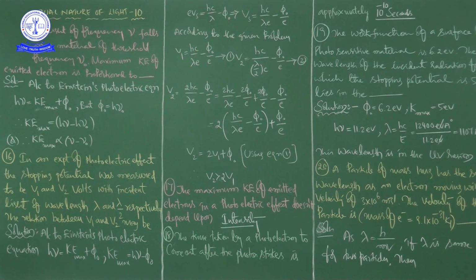Okay, but out of these four options, intensity, work function, wavelength and frequency, you have to answer intensity. Because the maximum kinetic energy of emitted electrons in a photoelectric effect does not depend upon intensity. Okay, that is important. Okay, right. Next, see here, next one, 18th one afterwards.